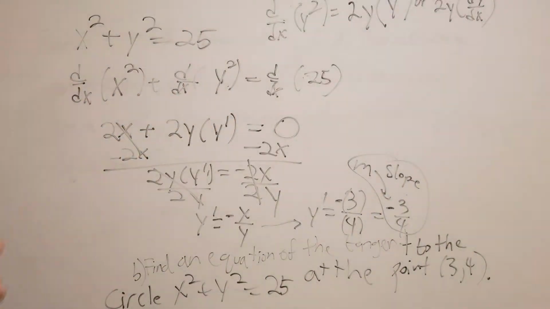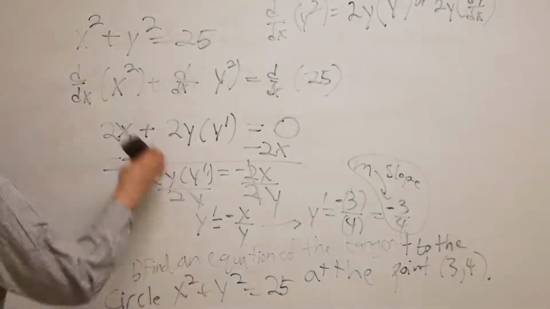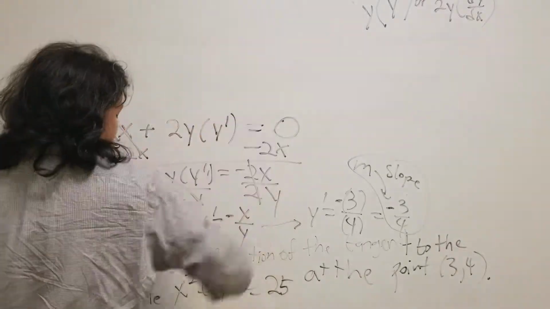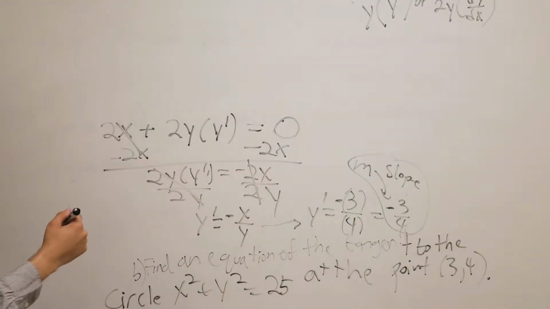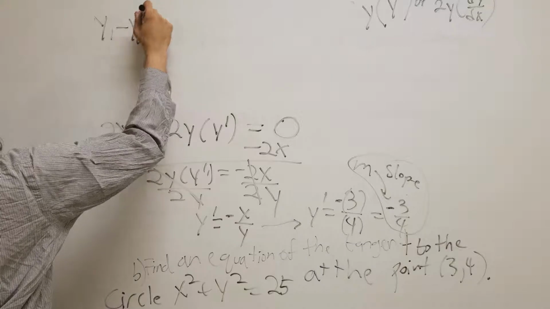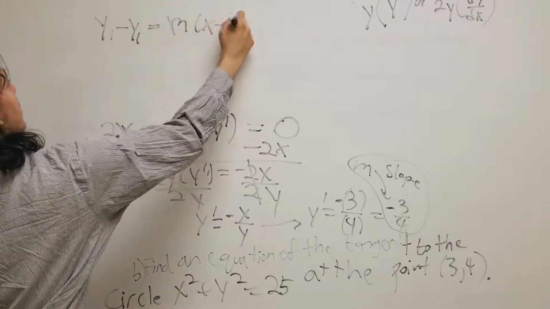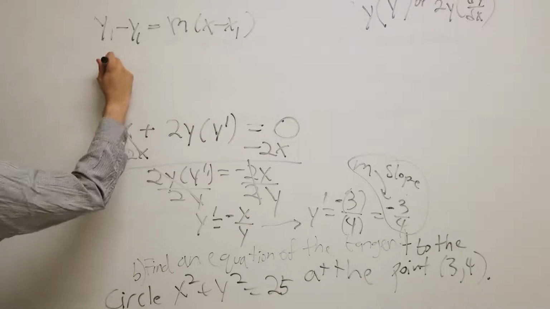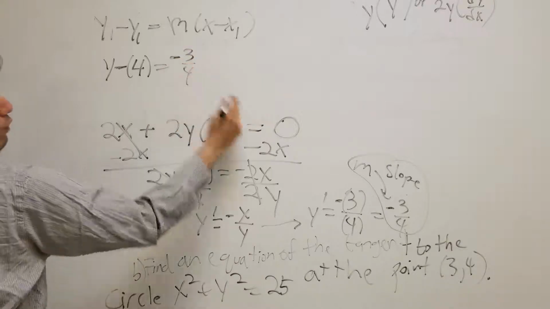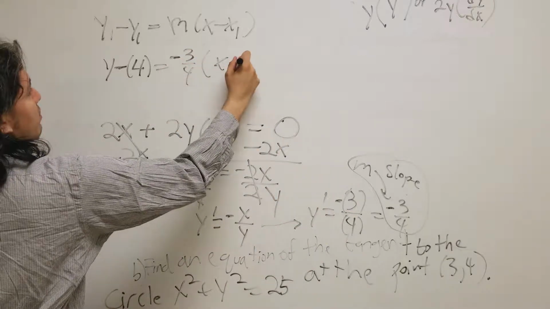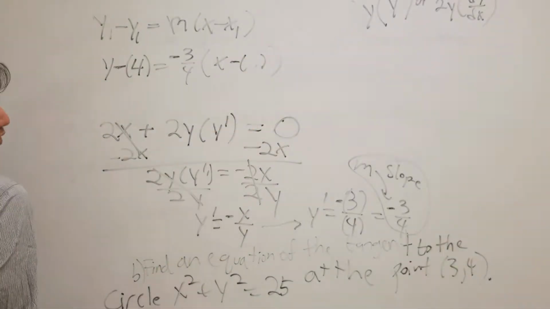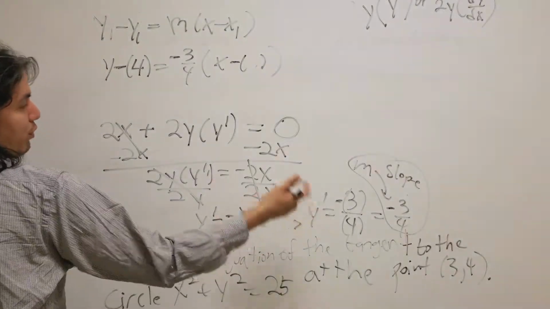Now I'm going to erase the top because we're still not finished. Let's find the tangent line. Does anyone remember the formula? It's y minus y1 equals m times (x minus x1). So we put the point here: y minus 4 equals m, which is negative 3 over 4, times (x minus 3). Sorry, not 4, 3, excuse me. The point is (3, 4).